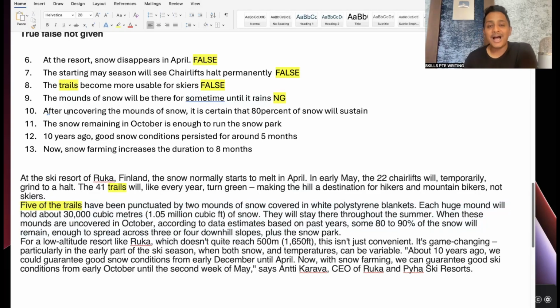All right. After uncovering, this is the word. Can anyone quickly tell me what is the word related to uncovering somewhere here? Now summer is over somewhere here. Uncover, the same word is there again. When these mounds are uncovered, according to data estimates based on the past year, some 80-90% of the snow will remain. It is certain that 80% of the snow will sustain.